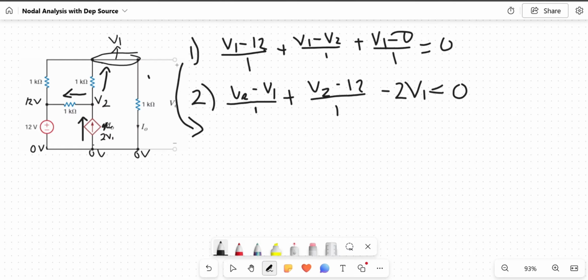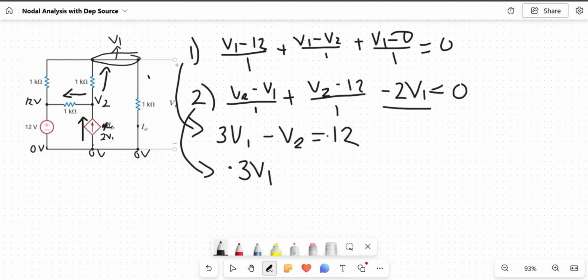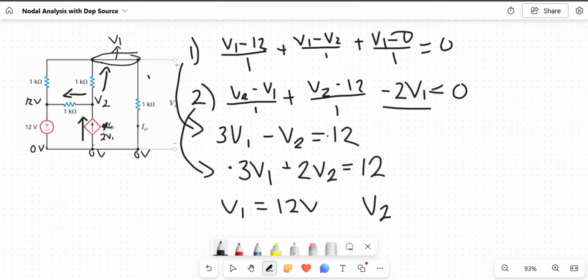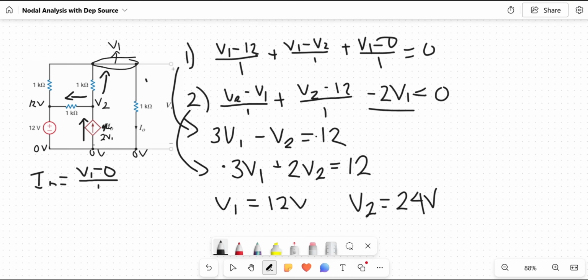So this ends up being 3V1 minus V2 equals 12. This ends up being negative 3V1, don't forget it's because of this, plus 2V2 equals 12, and we get our V1 to be 12 volts and our V2 to be 24 volts. And since we're trying to find I naught, as we solved earlier, it is equal to (V1 minus 0) over 1. So I naught ends up being 12 milliamps.